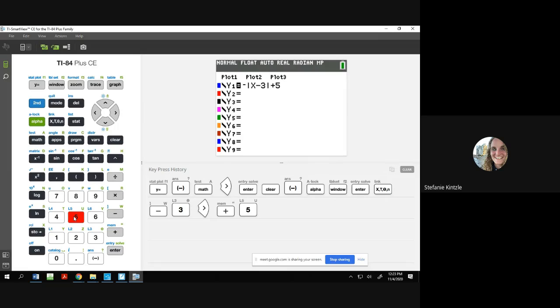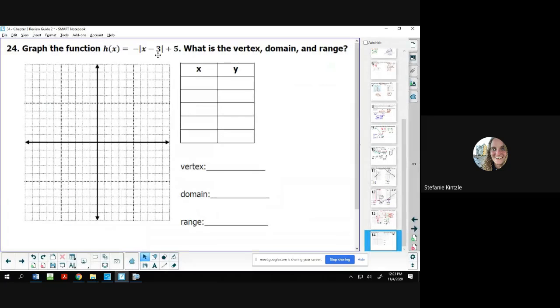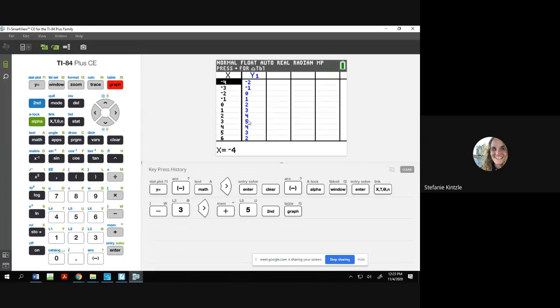All right. Now we want the table. So second, then hit the graph button, which will give you table. Now, we said, oh no, we didn't even say. The vertex is going to be at 3. So there you go. You can see the vertex, and then you see the symmetry about the vertex.